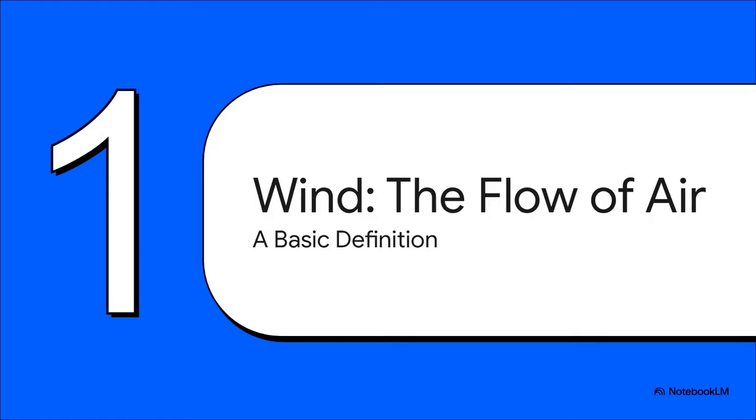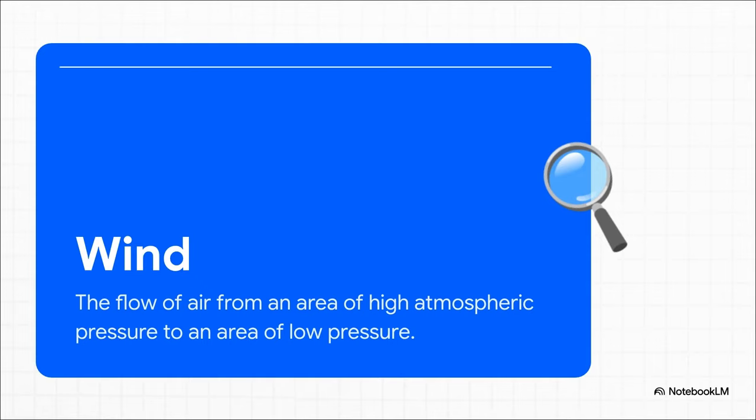Okay, let's start this journey at the very beginning, the fundamental definition of what wind actually is. This is the foundation for everything else we're going to talk about. It's actually super simple. Wind is just air flowing from an area of high pressure to an area of low pressure. A great way to think about it is like water flowing downhill from a higher spot to a lower one. Whenever there are pressure differences in the atmosphere, the air moves to try and balance things out. That movement, that's what we call wind.